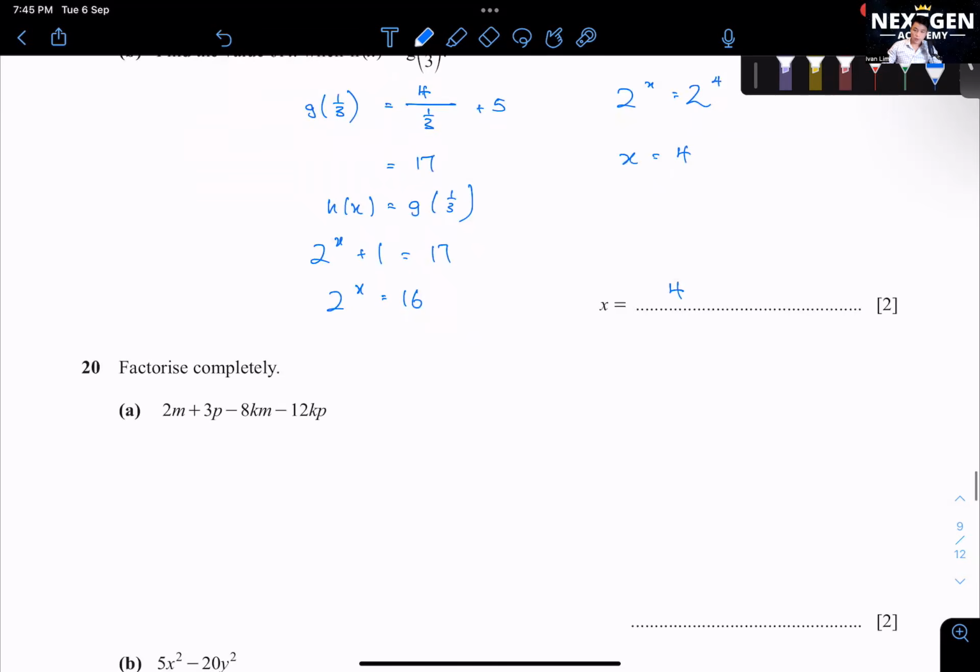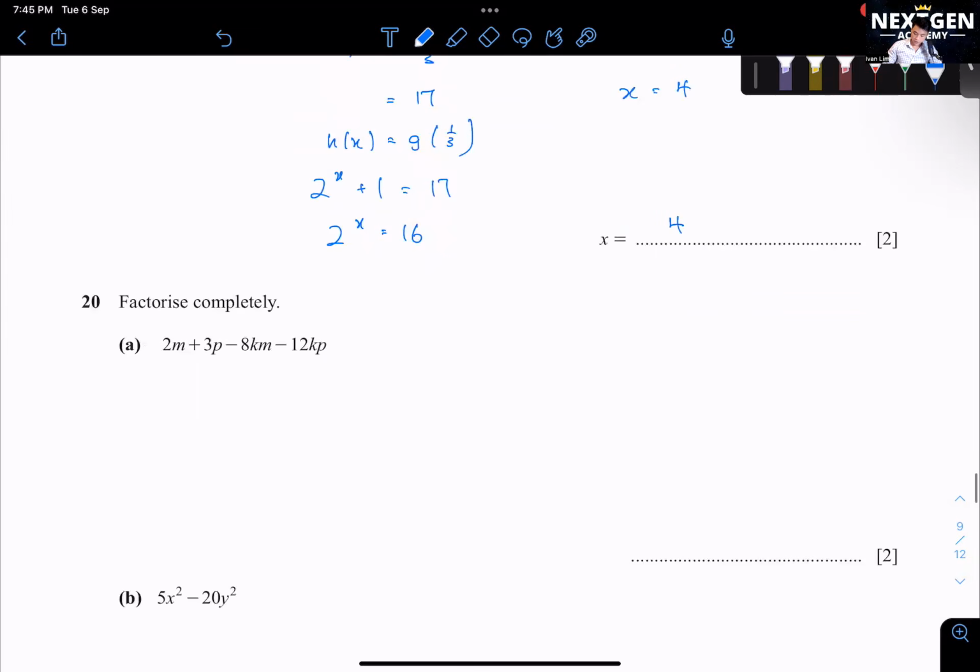Okay, question 20. Factorize completely. When you all see this kind, factorizing, this one will be under your chapter 2. Factorizing will be under your chapter 2, 2.9 onwards.